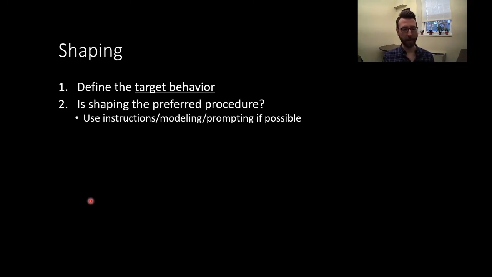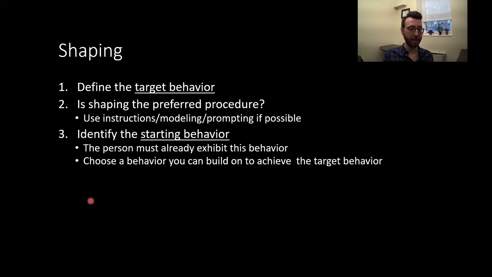Next is to decide if shaping is the preferred procedure. Would something like instructions or modeling or offering prompts be a better way to shape, or not to shape, but to change this behavior? Remember, shaping is labor intensive and slow and relies on the differential reinforcement, so it can be hard to execute. So if there's an easier way to do it than shaping, we should probably pick that. But if it looks like shaping is the right way to go, we next need to identify the starting behavior.